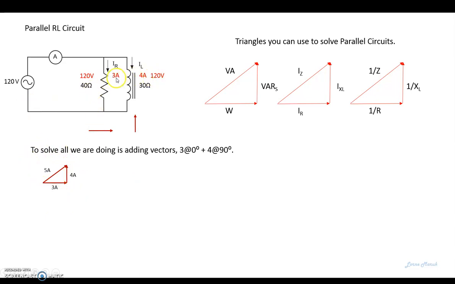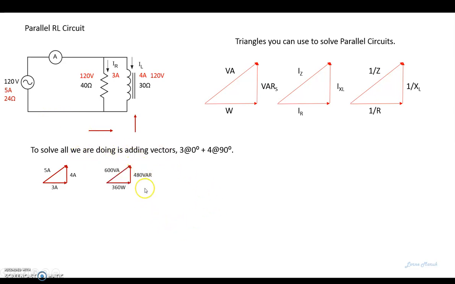One of the common mistakes a student might make in this circuit is adding these together. And the reason we can't add them straight up is because they aren't in phase. Here we get 5 amps, and then of course our overall impedance of 24 ohms.